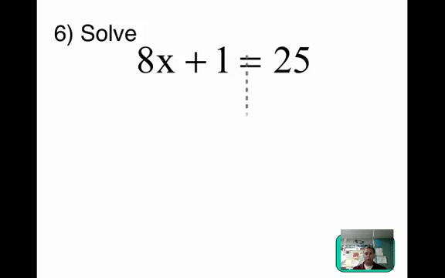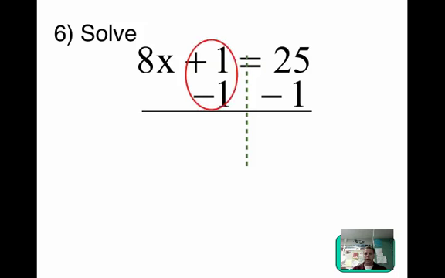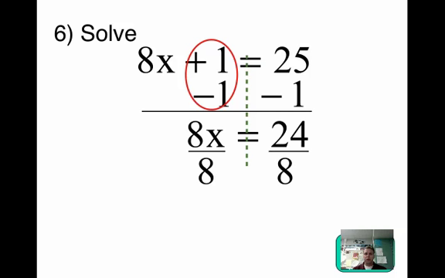Okay, subtract 1 from both sides to keep the equation balanced. Those will zero out. 25 minus 1 is 24. We bring the 8x down. They're multiplying by 8, so we divide both sides by 8. 8 over 8 is an anorexic 1. 24 divided by 8 is 3.